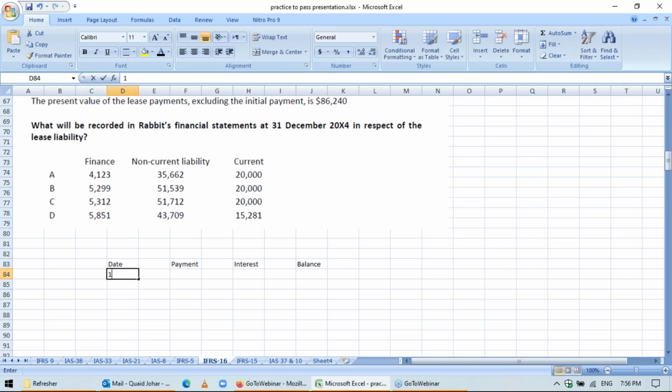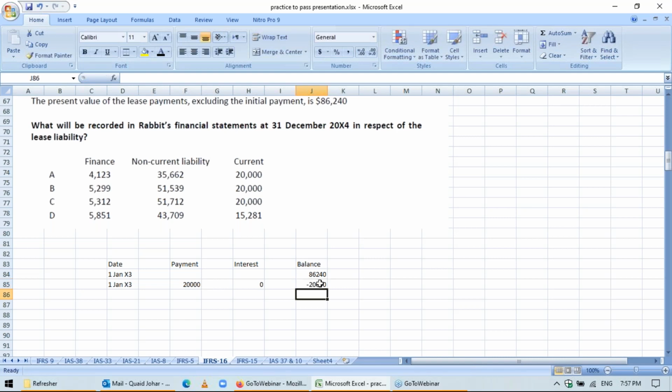So the lease was signed on 1st of January X3, and the present value was 86,240. Immediately they made a payment, and the payment amount was 20,000 which they paid. Now if they pay immediately, there won't be any interest in it, right? The interest is the cost of time. So once the time elapses, only then will the interest be recognized. So the first payment did not include any interest payments.